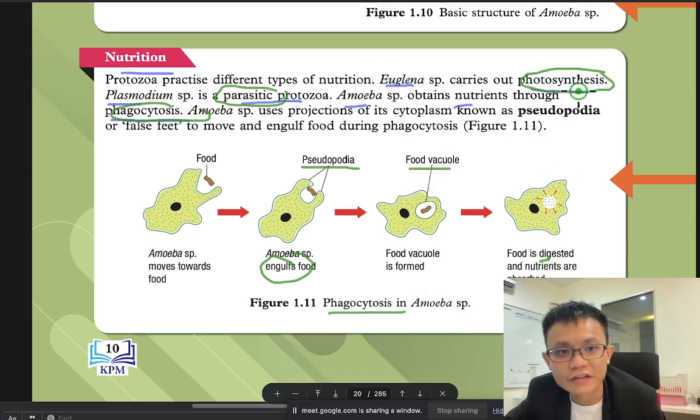So a few things you need to know is phagocytosis. Then you need to describe the phagocytosis and also the name for the amoeba's hand, pseudopodia. These are the few things that you need to remember.